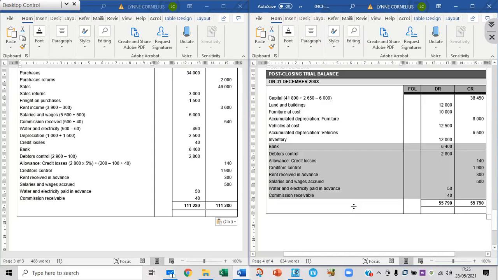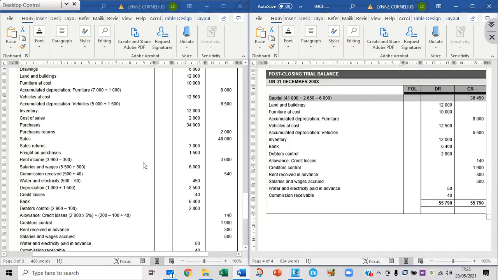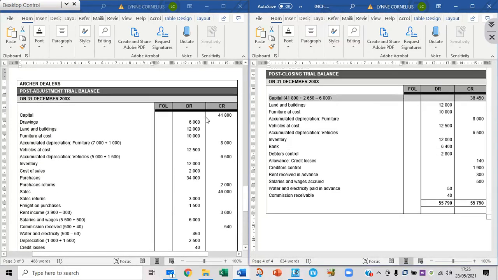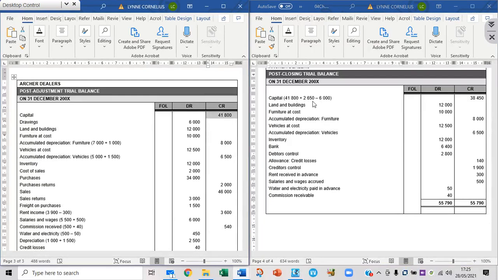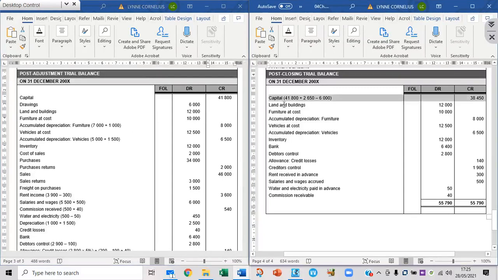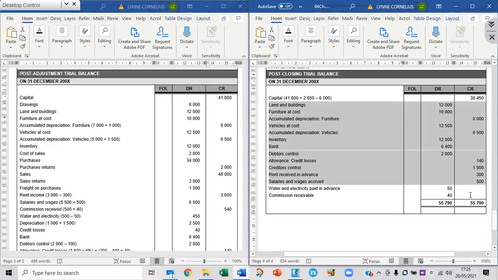Very simple. The only calculation that you really need to do is for the capital account. Take the balance according to the post-adjustment trial balance. Remember to add the profit for the year from the profit or loss account. Deduct the drawings because you're closing drawings off to the capital account. And that then determines the new balance for the capital account. But all the other accounts in the post-closing trial balance are transferred as is from the post-adjustment trial balance.